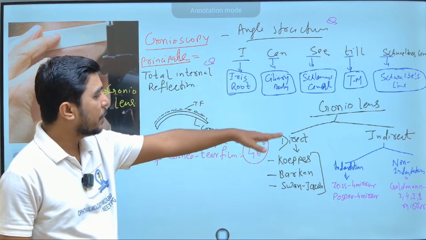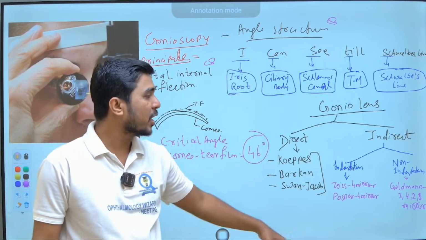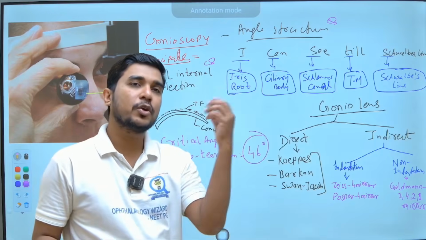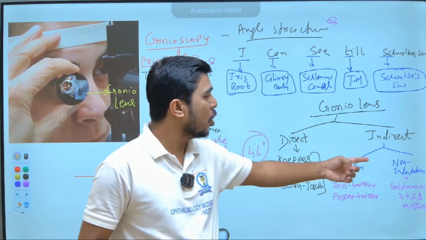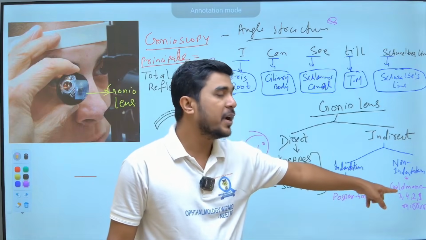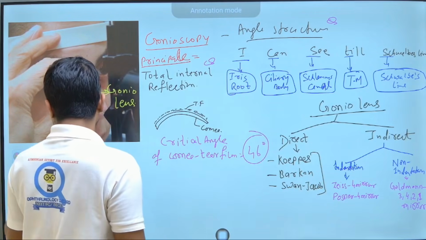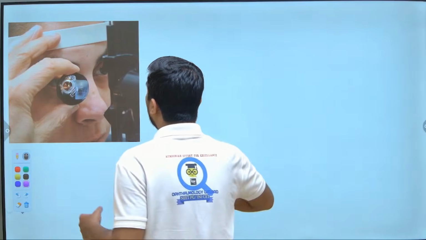So gonio lens can be divided into direct and indirect. Direct is Koeppe, Barkan, and Swan Jacob. Indirect is again divided into two parts, indentation and non-indentation. Indentation is Zeiss 4 mirror and Posner 4 mirror, and non-indentation is Goldmann 3, 2, 1, and 4 mirror lenses. Understood? I hope this makes it clear for all of you.